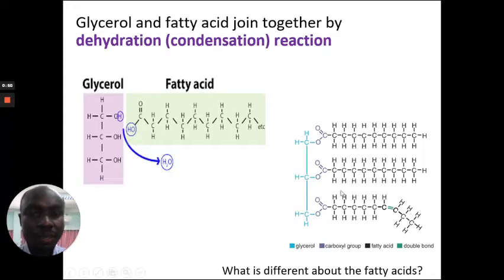If you look on the right, you can see a triglyceride molecule with the 3 fatty acids. If you look at the first 2 fatty acids, the top one and the middle one, and compare to the third one, you can see a big difference. The first and the second one have only single bonds between the carbons, and they are also straight. The third one has a double bond and is not straight. These are the 2 types of fatty acids.